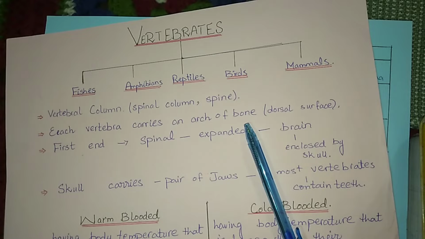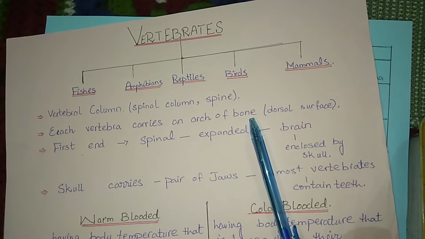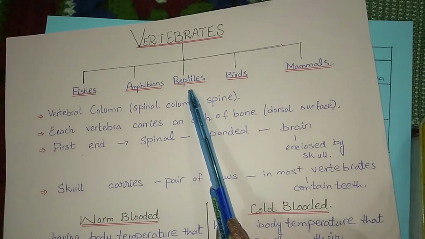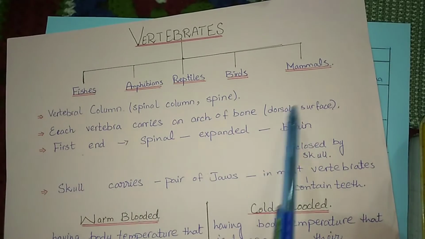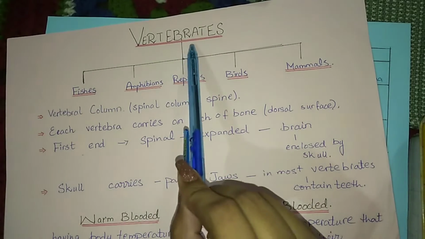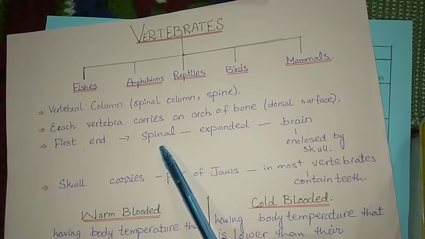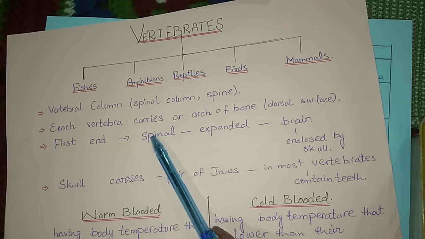The topic we are going to discuss today is about the vertebrates. So let's start. What are vertebrates? First, we should know the characteristic features of the vertebrates and how many classes they have. Vertebrates have five classes, which are fishes, amphibians, reptiles, birds, and mammals. These five classes are included in the phylum Vertebrata. So what characteristic features do they share?